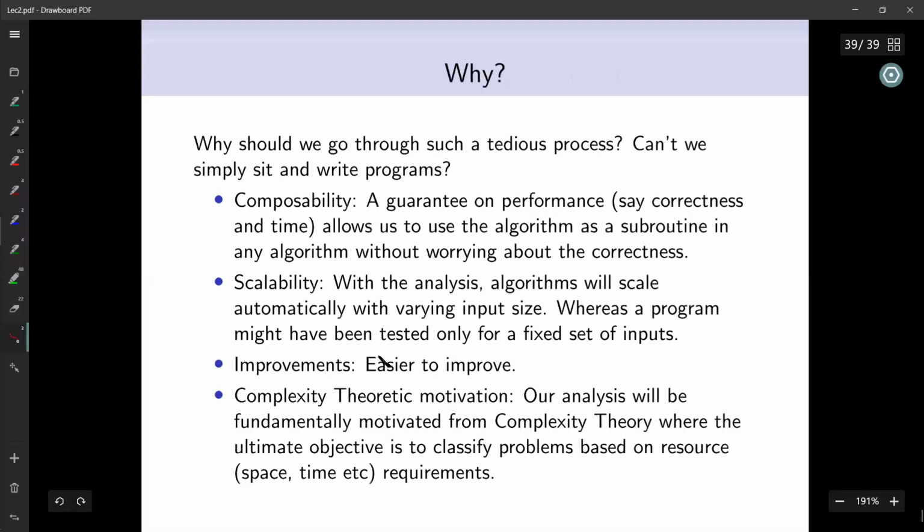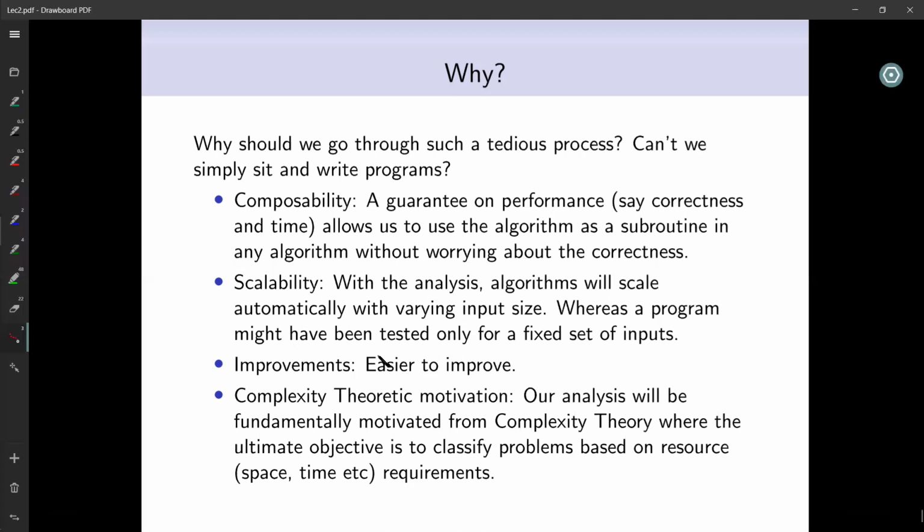So this is a justification. Why do we have to do such a tedious process? Most of you are programmers. You write programs. Programming is nothing but designing an algorithm and implementing it. So why can't you just sit and write programs? Why do you have to go through this tedious process? Why do you have to learn math and know how to prove correctness and so on? These are some of the usefulness of going through this process.